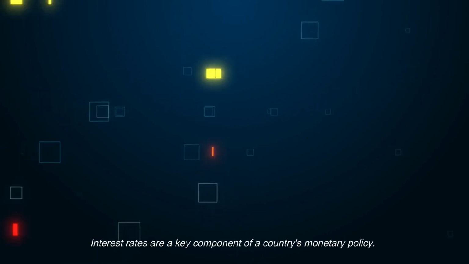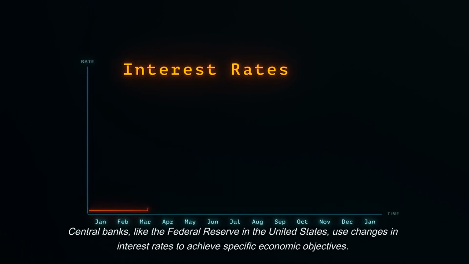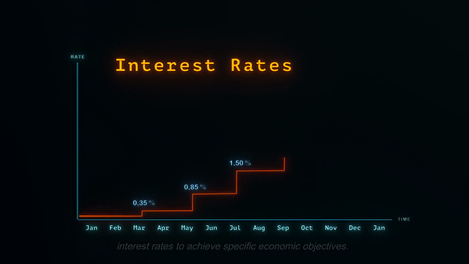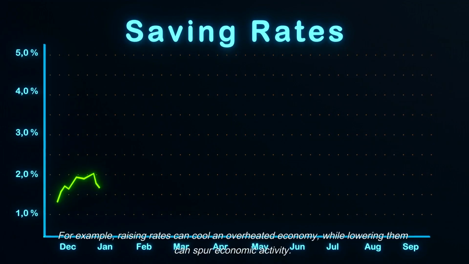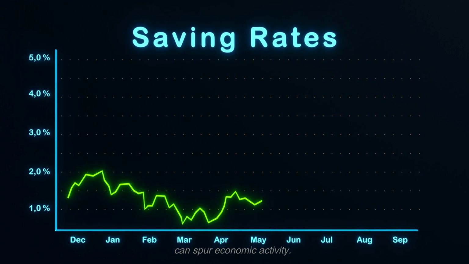Interest rates are a key component of a country's monetary policy. Central banks like the Federal Reserve in the United States use changes in interest rates to achieve specific economic objectives. For example, raising rates can cool an overheated economy, while lowering them can spur economic activity.